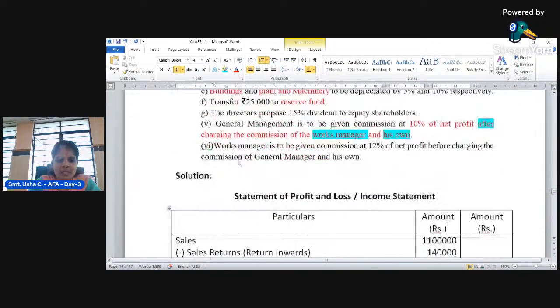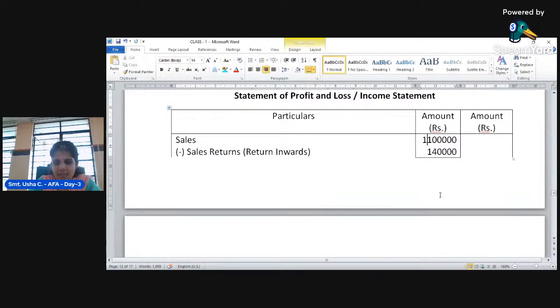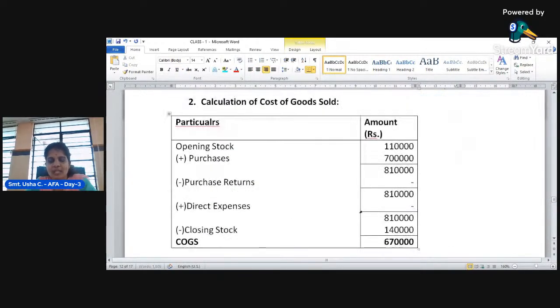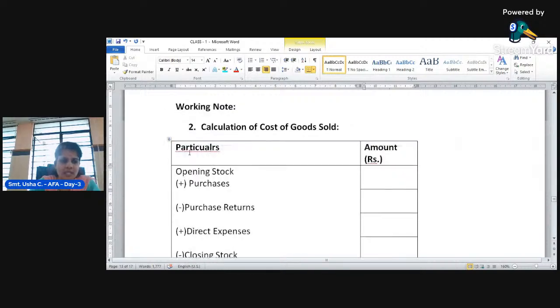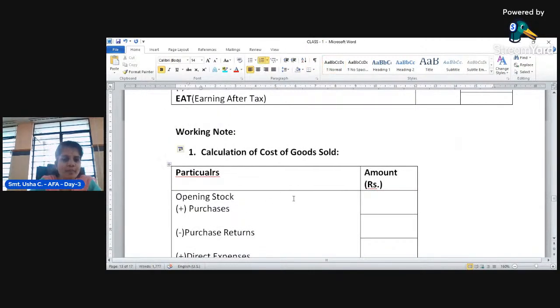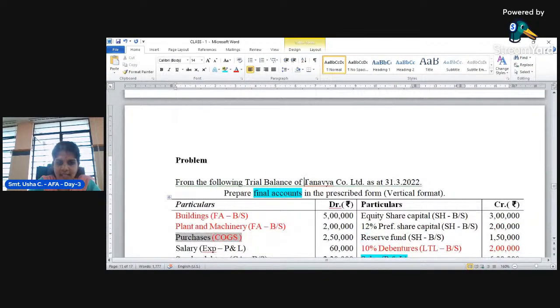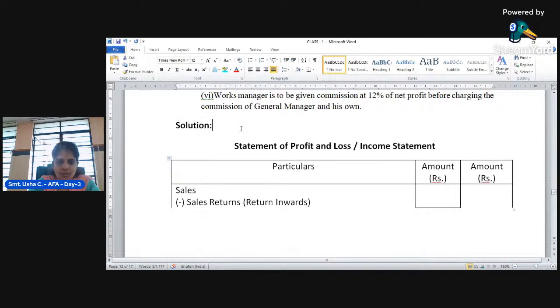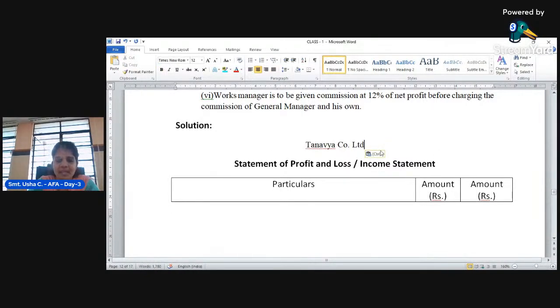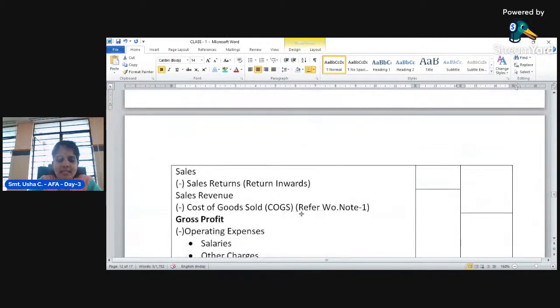Okay, come to this statement of profit and loss account. What we have to do? We have to take all the items of the profit and loss statement first. First, the company name they have given. You should write the name of the company, that is Tanavya Company Limited, and the statement of profit or loss for the year ending 31st March 2022.